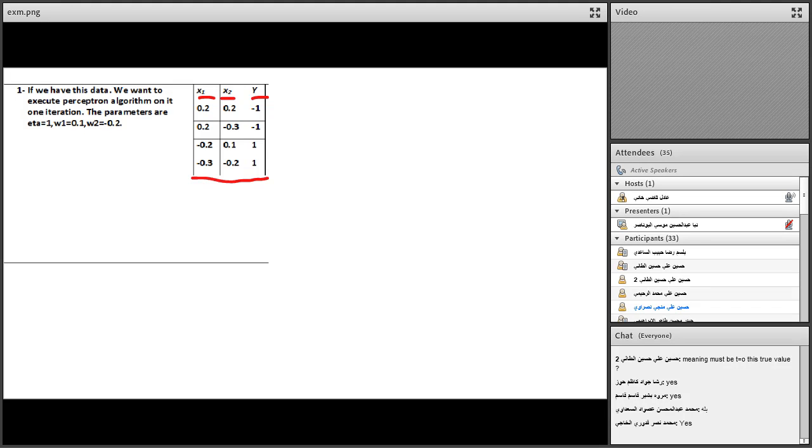Here we have four data, 1, 2, 3, 4, and we want to use the perceptron algorithm and train it. The initial weights are W1 and W2, and the parameter eta is equal to 1.